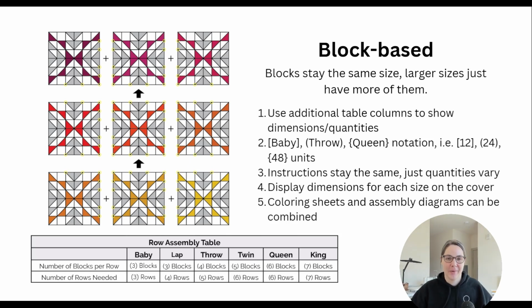And then when you get into the pattern instructions where you need to say, make X number of HSTs, you can say make 12 for the baby size, which is denoted by my square brackets, then 24 for the throw size and 48 for the queen size. It's as simple as that. Again, this is not my preferred way personally to write patterns with multiple sizes. I'd much prefer to drop in a short table that shows all of these quantities in the sections where it's relevant. But this is an option if you don't want to have a bunch of tables in your pattern.